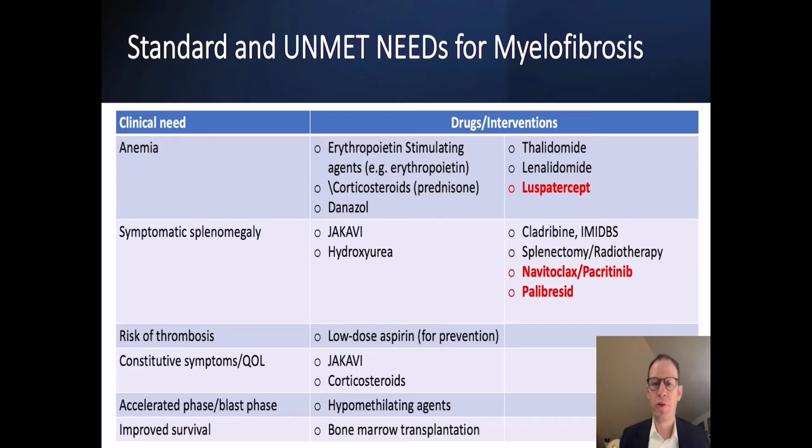Erythropoietin stimulating agents, or EPREX, is the one that we'll see most commonly used, but also steroids, danazol can be used. The problem is that invariably patients will stop responding at some point. In other words, the drug, the EPREX, will stop causing a rise in the red blood cell count. So there's other drugs that can be used, like thalidomide, lenalidomide, with some variable success. But the drug that is generating more interest is called luspatercept.